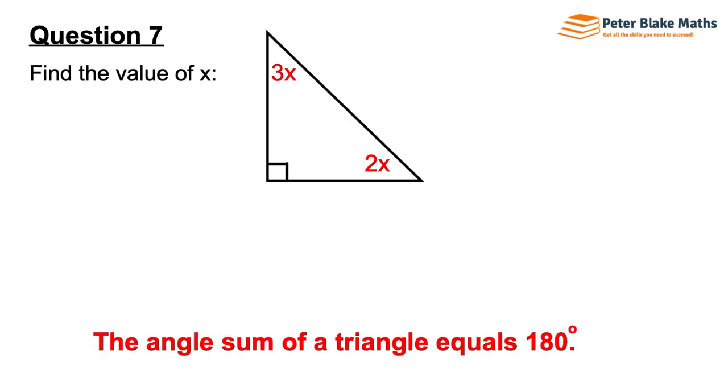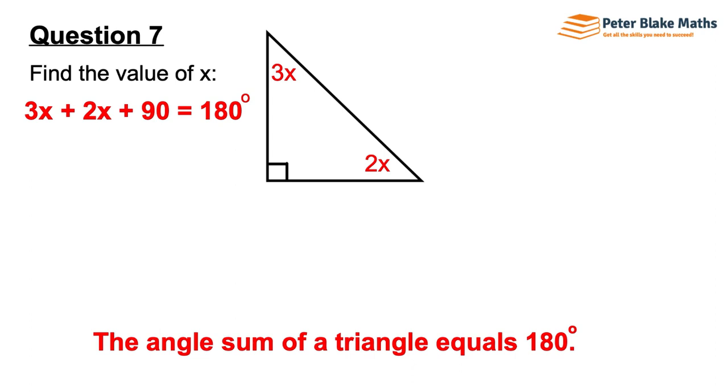The angle sum of a triangle equals 180 degrees. So we've got a right angle symbol there, which is 90 degrees, and we've got a 2x and a 3x term. So we now know that the 3x and the 2x and the 90 should add up to 180 degrees, so that'll be the basis of our solution. 3x plus 2x plus 90 equals 180 degrees.